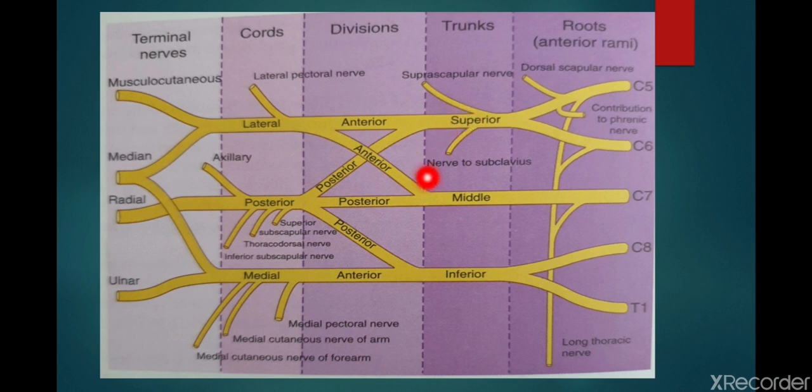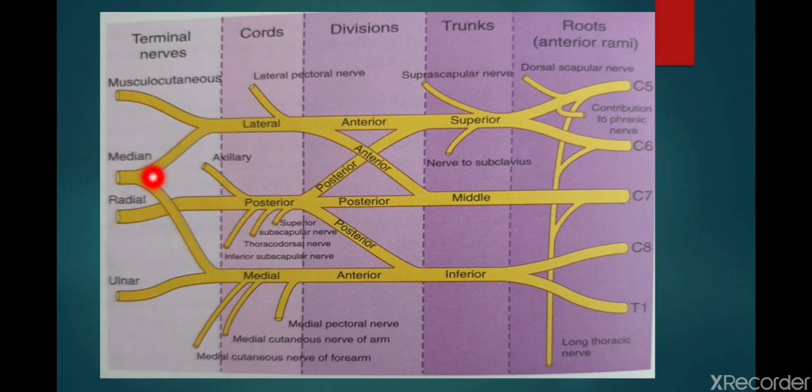Now the superior, middle and inferior trunks all divide into anterior and posterior divisions. The anterior divisions of the superior and the middle trunk form the lateral cord, and the anterior division of the inferior trunk continues as the medial cord. The posterior divisions of all three trunks give rise to the posterior cord. Now the lateral cord is going to give out certain branches, the terminal nerves. As you see here, one is the lateral pectoral nerve, one is the musculocutaneous nerve, and one is the lateral root of the median nerve. The median nerve has a lateral root and a medial root.